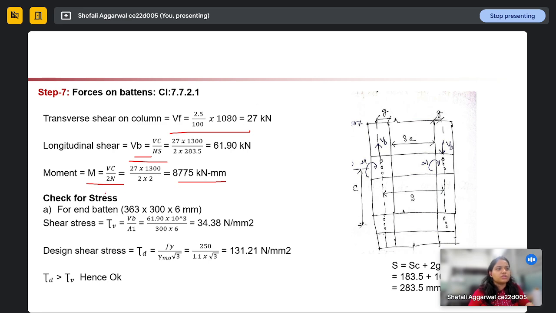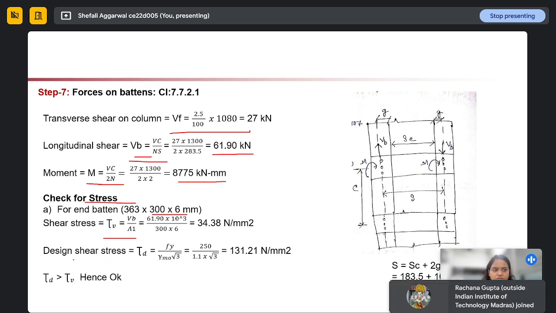So we have all three values. Then we can apply different checks. First is the check for stress. For the end batten, tau V, the stress, is equal to load upon area, VB by A. VB we have calculated as 61.90, and A1 is the cross-sectional area of the end batten, that will be 300 into 6. Then we will calculate the design shear stress. The design shear stress formula is Fy divided by root 3 gamma m0. Using this formula, our design shear stress should always be greater than the nominal shear stress. If it is like that, then we are telling our design is correct. Okay.